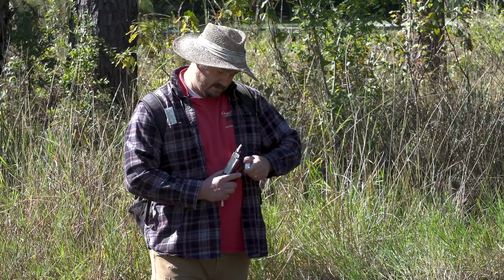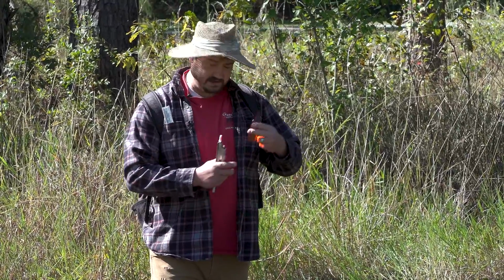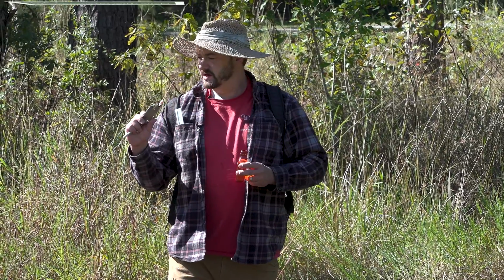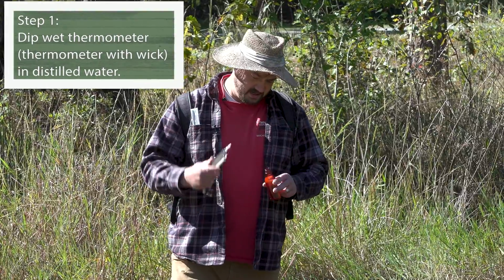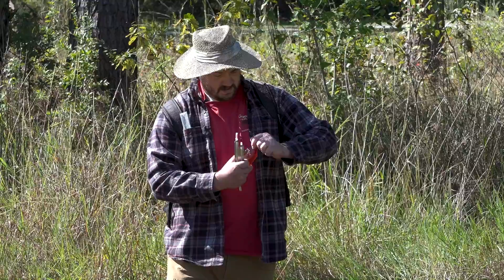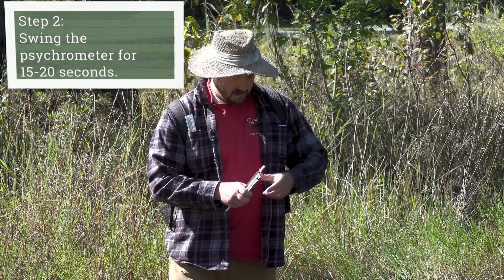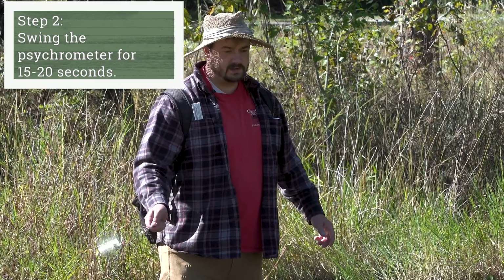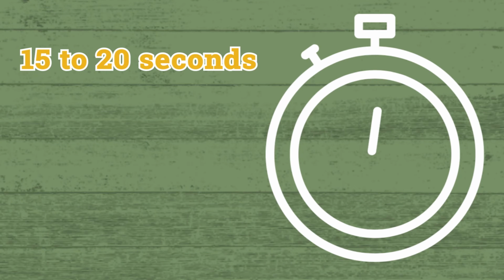What I did is I carried a bottle of distilled water with me. So this thing is composed of a wet bulb and a dry bulb on two different thermometers. And that's kind of unique. And when I spin it around, I'm gonna get two different temperature measurements. First of all, what I wanna do is I wanna swing this thing for 15 to 20 seconds. And I'm gonna take a measurement.